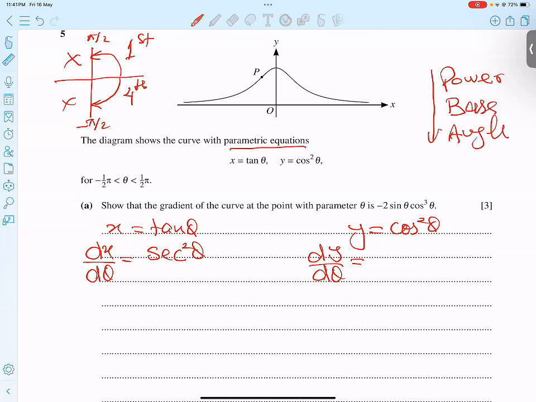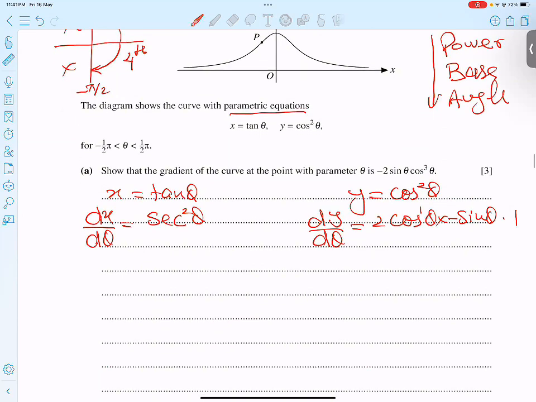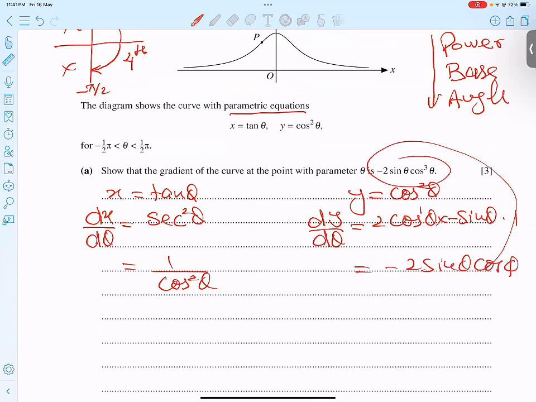There's a rule. First I bring the power 2 down and the power of cos becomes 1. Then I deal with the base, which is cos. The cos derivative is minus sine theta. And then we deal with the angle, and that is a 1. I hope the concept is clear. So I'm writing this clearly now. Secant square is 1 over cos square theta. I just simplify this and leave it alone because I have to convert it into this format.